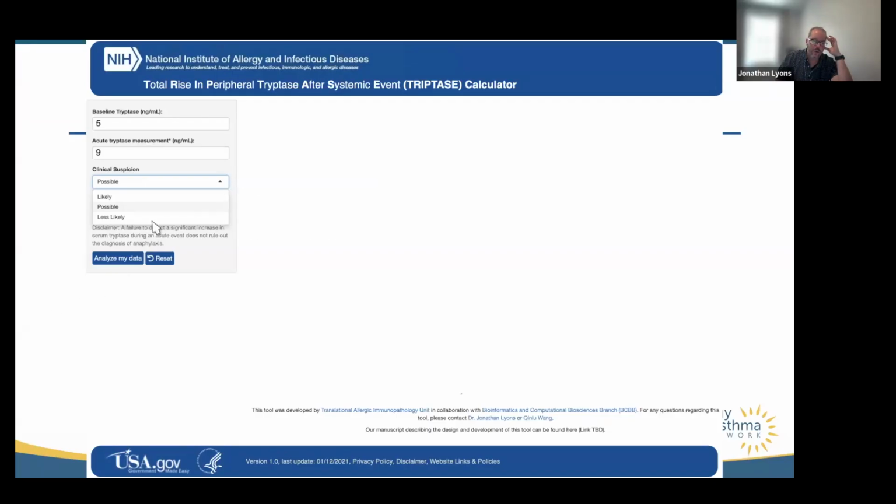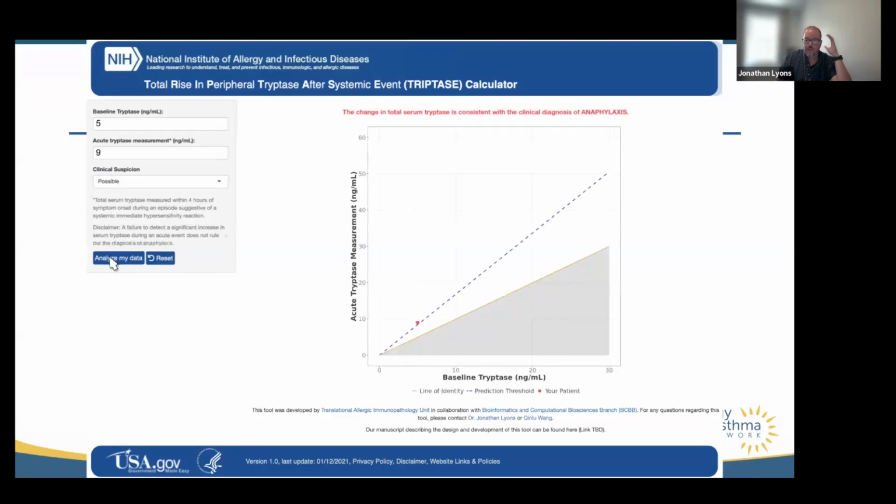You go in there and say, okay, I think it's possible. I don't know, this history is a little fuzzy. Then you ask it to analyze your data, and you get this result. You have this blue line, which is the threshold. First of all, the yellow line is if it didn't change at all, and below that, nobody cares, so it's grayed out, because the tryptase went down and not up, and you wouldn't be on the website, I assume. If you're below the blue line, that's just baseline variability. But if you're above that blue line, that's consistent with the clinical diagnosis of anaphylaxis.